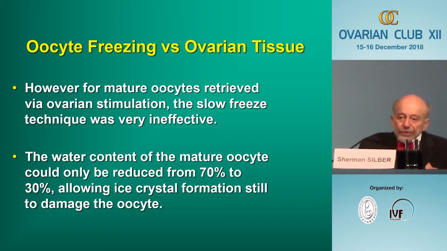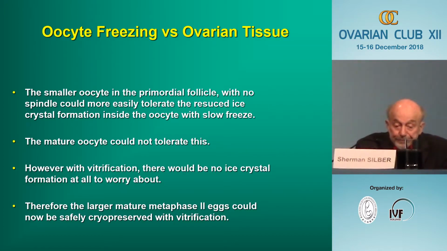And by slow freezing, you would gradually get more and more crystallization outside the cell, and that would draw more and more water out of the inside of the egg. And that would continue to happen until finally you reached a freezing point you couldn't go below. So the smaller oocyte in the primordial follicle with no spindle could easily tolerate having this crystallization when there's still 30% water inside the cell, but the mature oocyte could not tolerate this.